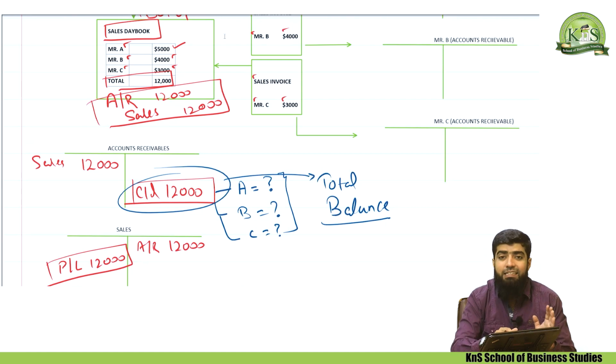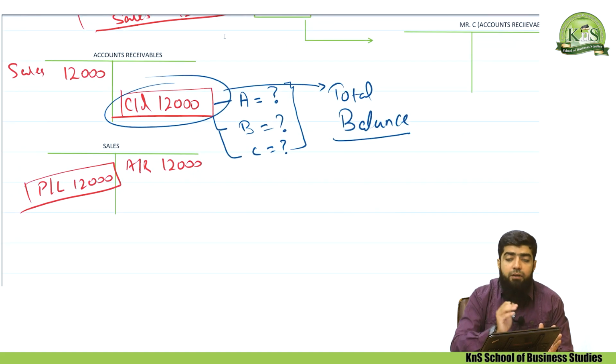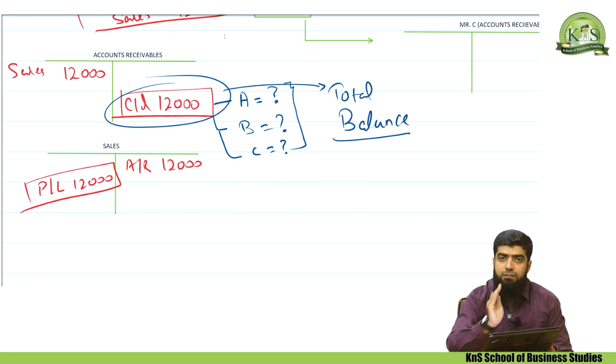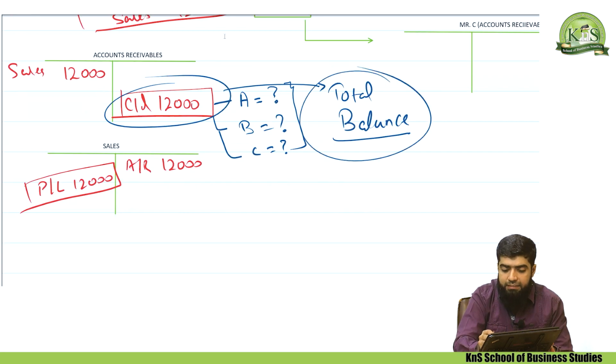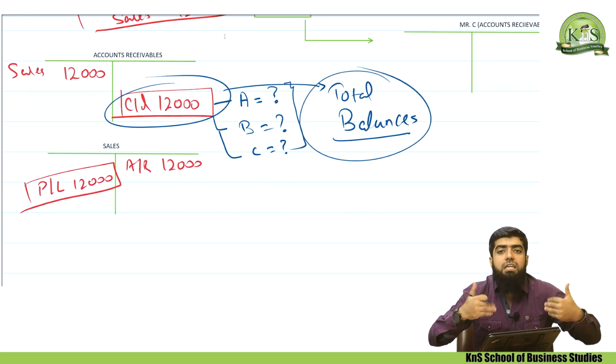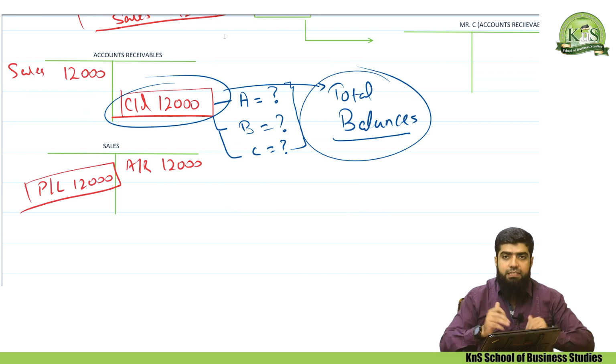So it means there is a limitation of that ledger or the T account. We cannot identify the individual balances of the customers or the suppliers. I repeat, we cannot identify the individual balances of the customers and the suppliers, because these ledgers show the total balances that we own or we owe, as the case may be. Now, what's the solution?